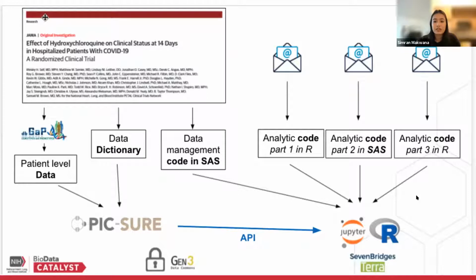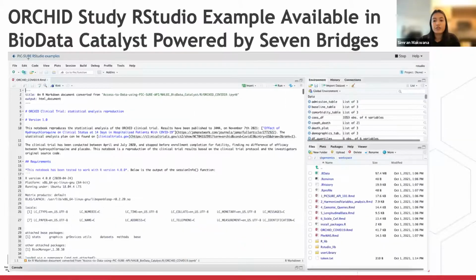We successfully created an R notebook where a user can, with one click, use the PIC-SURE API to extract the data of interest, export it to the analysis workspace, and then reproduce the exact analysis performed by this paper. So here's an example of the notebook itself. It is publicly available as part of our PIC-SURE examples, and anyone with the appropriate dbGaP authorization can access this notebook and reproduce this analysis in 7bridges right now.